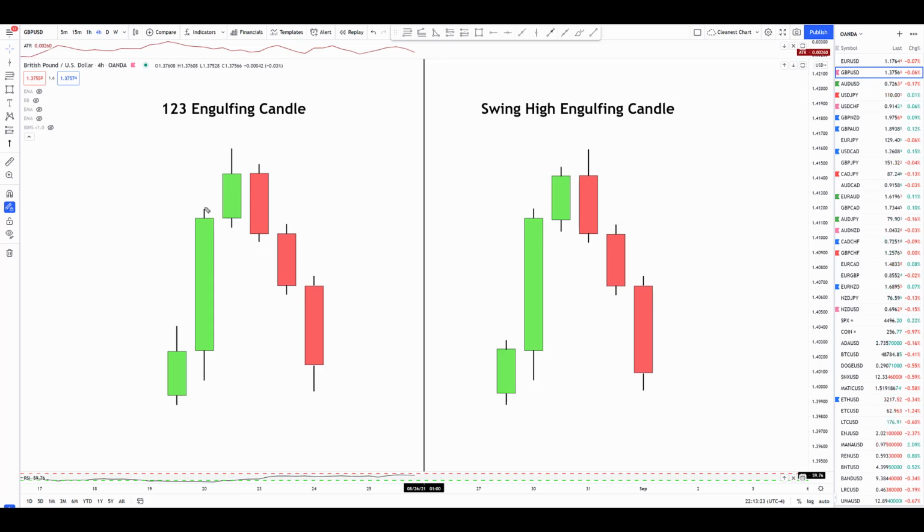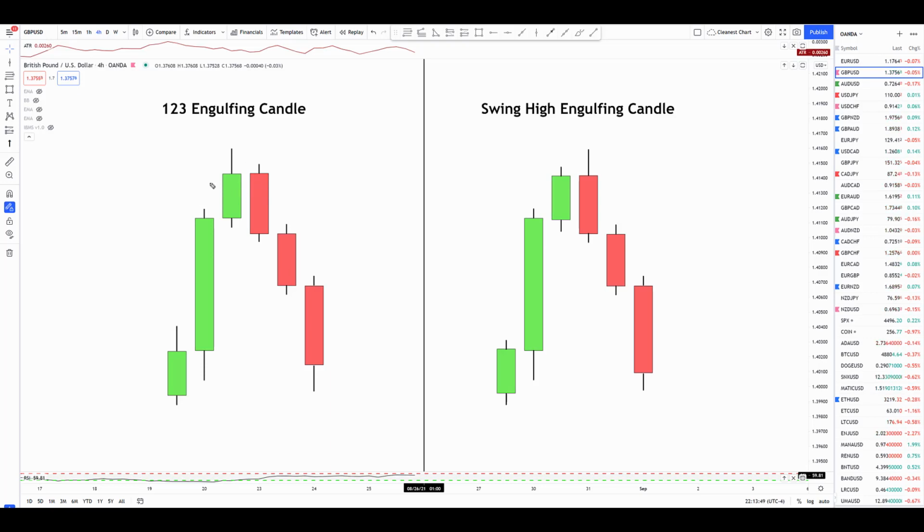So to go over that one more time, we need the market to be pushing up, right? Either in a pullback or in an uptrend, whatever it may be. And we need the market to be consistently making higher highs. We need the top of our 1, 2, 3 engulfing pattern to be the swing high. We need the previous high to be lower than the swing high, and we need the engulfing pattern to have a lower high than the previous swing high, which was right here.